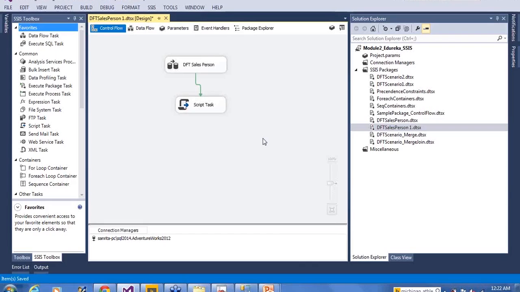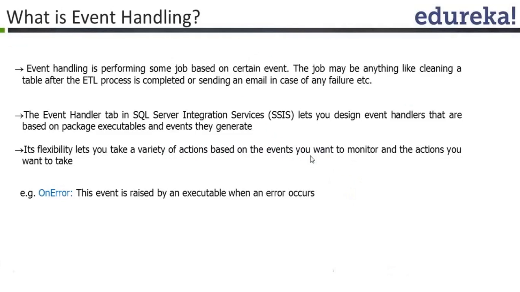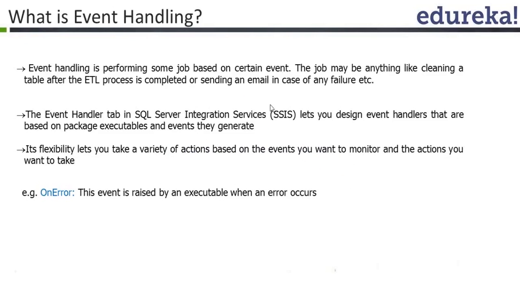There should be some way to handle that, right? If something is failing, there should be some way to handle that. So what is that way? We can have a way called event handling, where we can handle an event. If somebody is from a programming background, you know these things, right? If you know these things, that's very good.